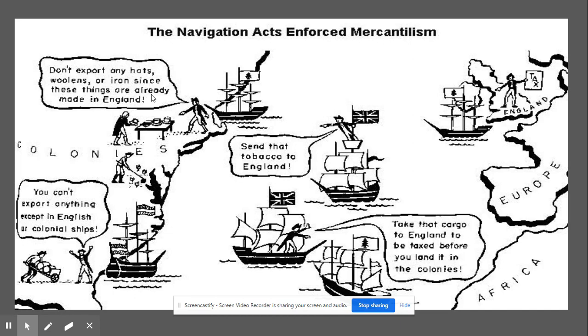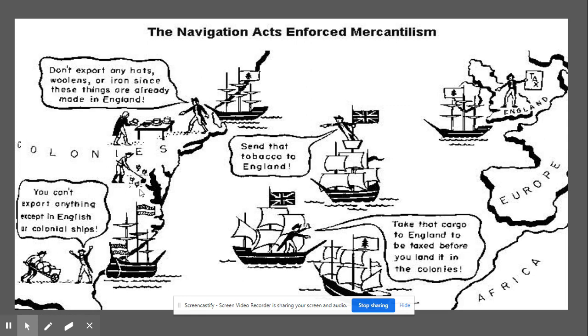Okay, then this guy up here, he's telling them don't export any hats, woolens, or irons since these things are already made in England. Okay, so since they were already made, England would make all the colonists gather up iron, gathering up wool, gathering up tobacco, cotton, and send it over first. They didn't want these people making anything on their own. Why? For the simple fact they wanted to make money off of it. Money drove this force. The colonies were founded for money. Okay? Great Britain took control of the colonies so that they could make money. This was an investment to them.